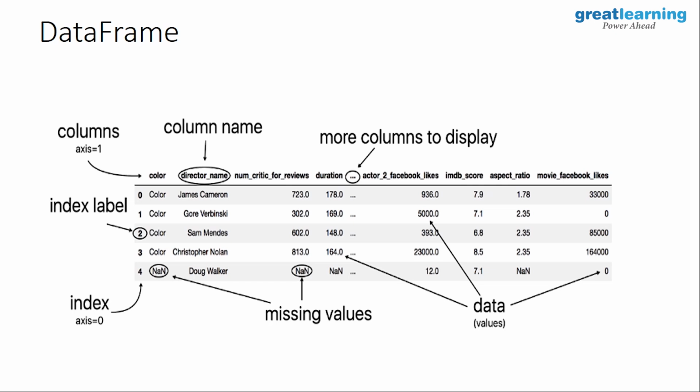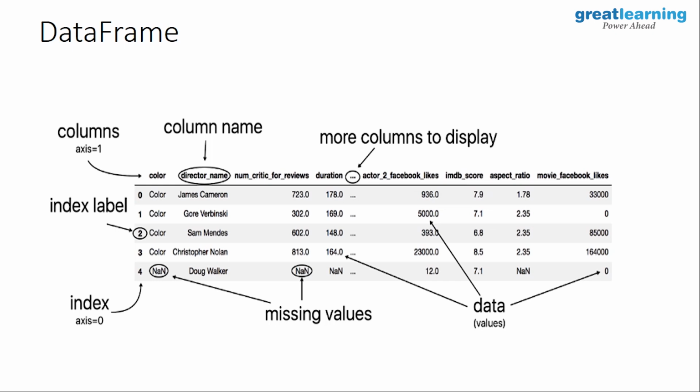Most of these things you know already. Column names you already know in this data frame. And the index label: every row has an index. By default, the index is 0, 1, 2, 3 like this. If we want a specific name for that, we can give an index label, a different index also.